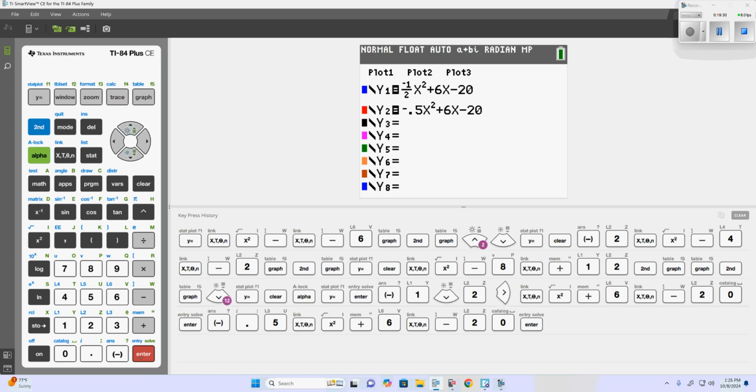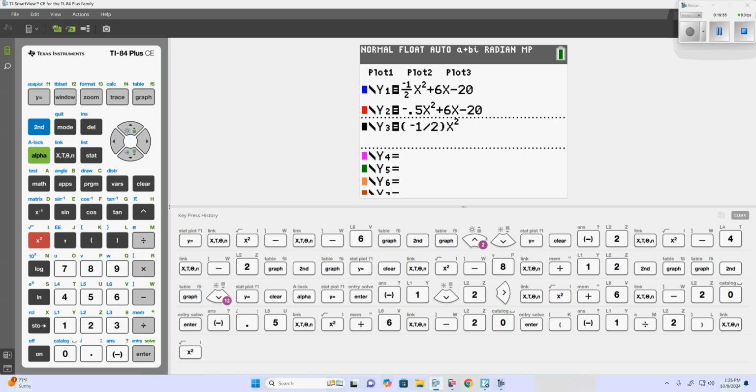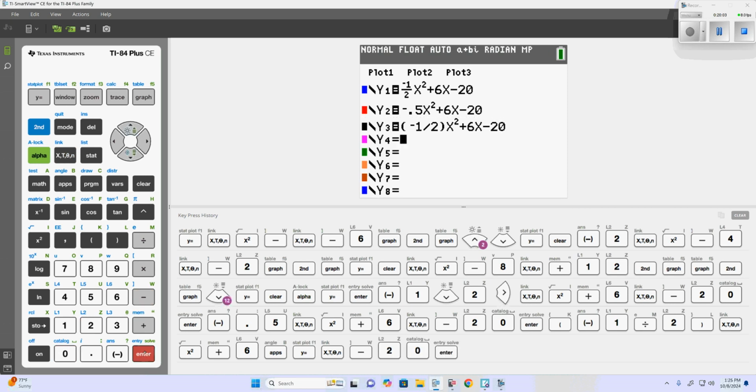Well, a fraction is just another form of dividing, because you're really just dividing the numerator by the denominator, the top by the bottom. So another way I could type this in, especially in the 83s, well, negative 1/2 is the same as negative 1 divided by 2. We just have to put it in parentheses. X squared plus 6x, x minus 20. All of these here are the same equation. They're just different ways for us to write the negative 1/2.